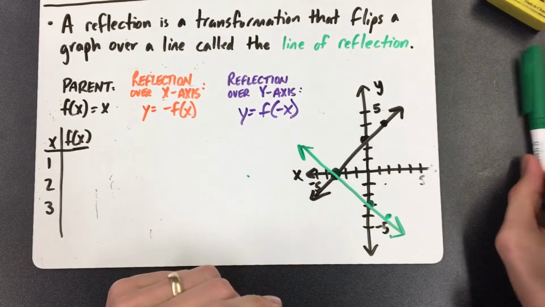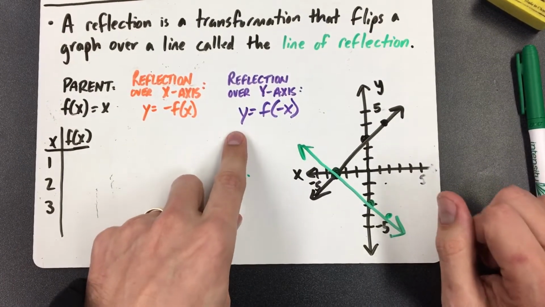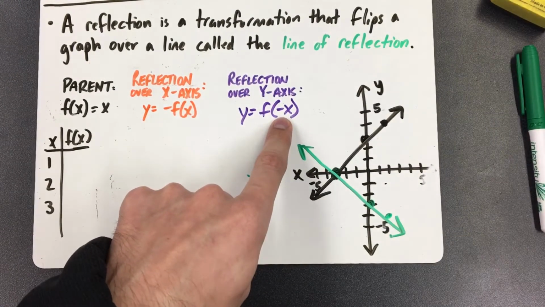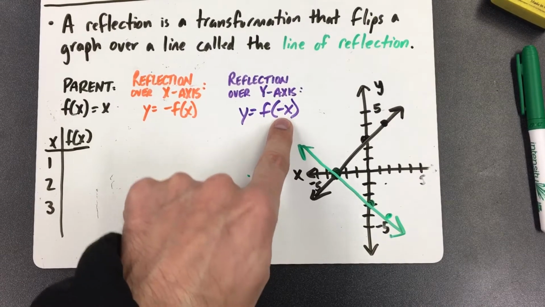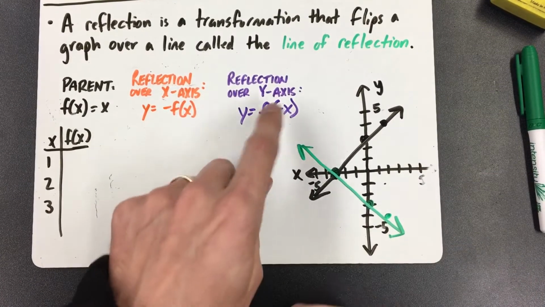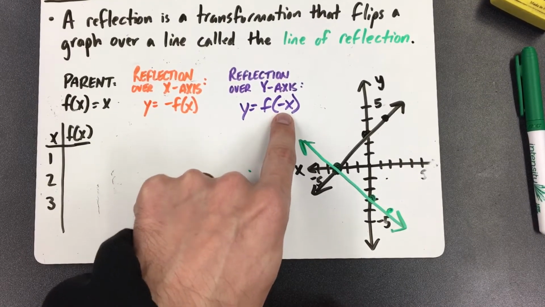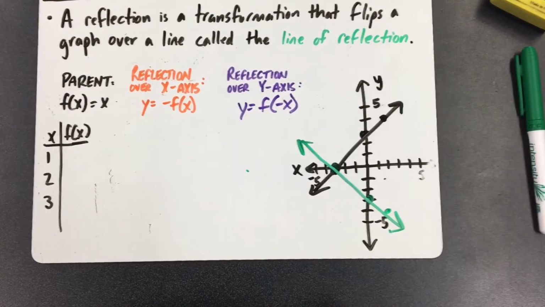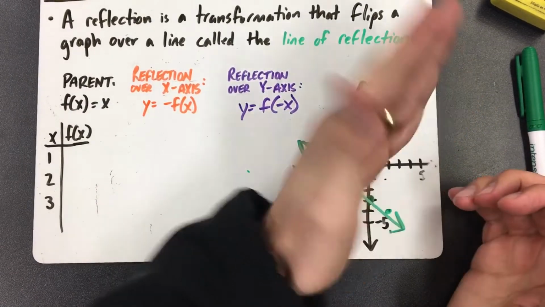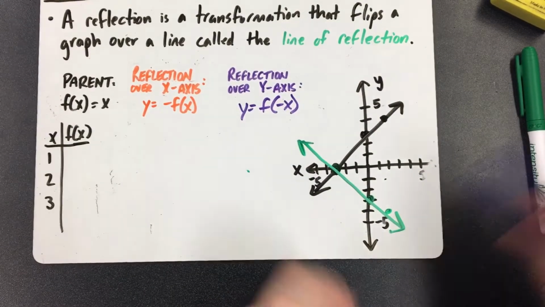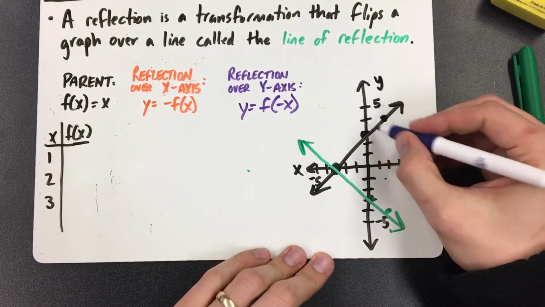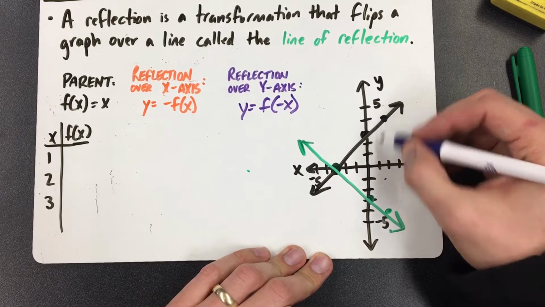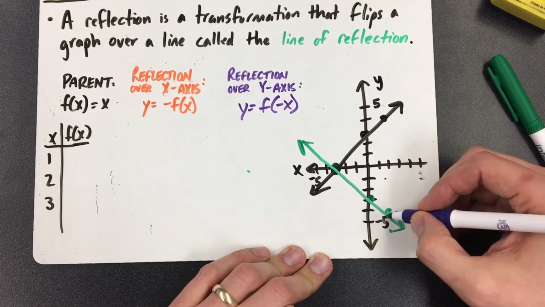The other option is a reflection over the y-axis. Notice the difference. Look where the negative sign is on this one. Now the negative sign is inside the parentheses with the input, with the x. When the negative sign is inside the parentheses with the letter x, you're changing the input number, and in that case, you're going to take your line and flip it over the y-axis. So earlier we said this dot was 4 up above, and so we made the dot 4 down below.